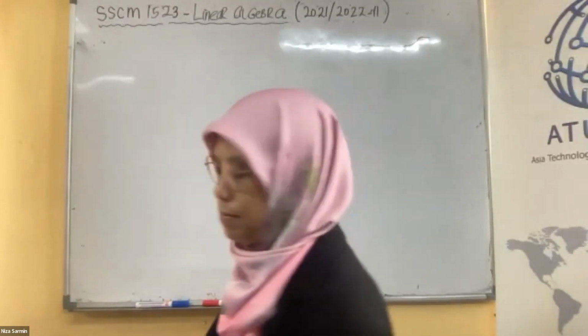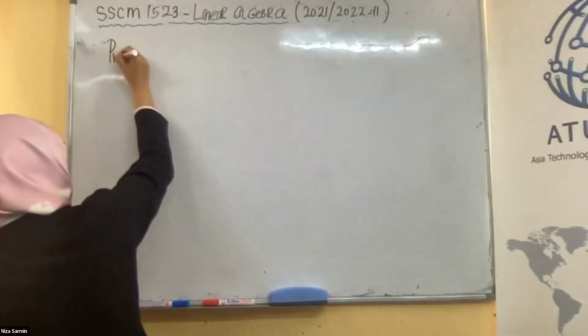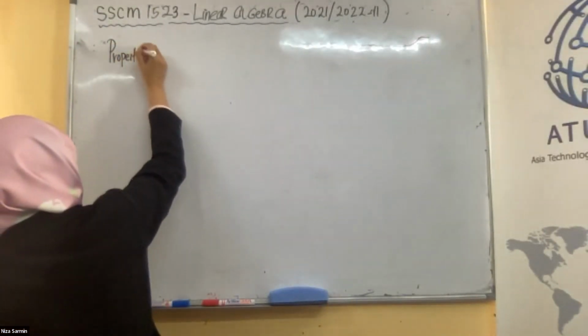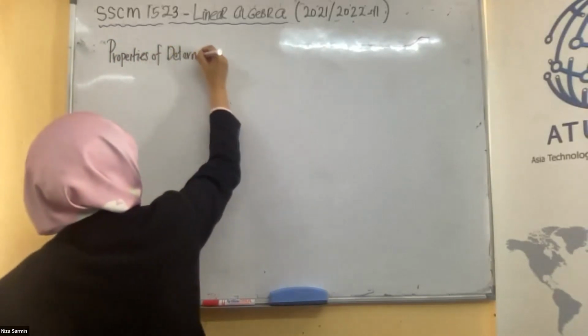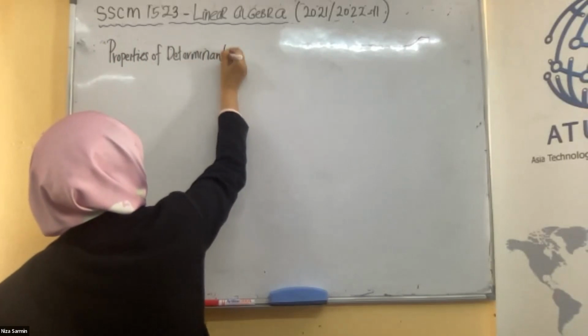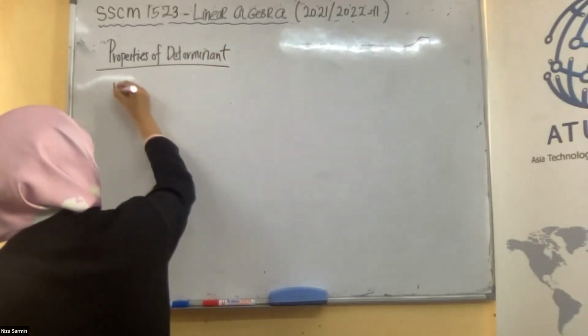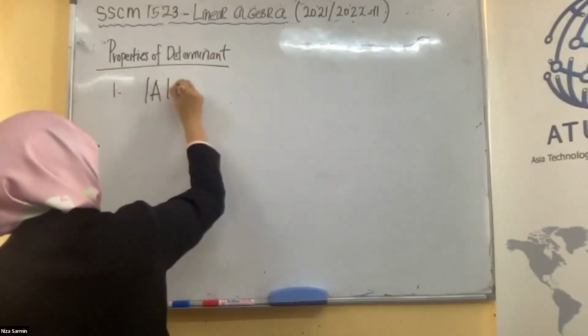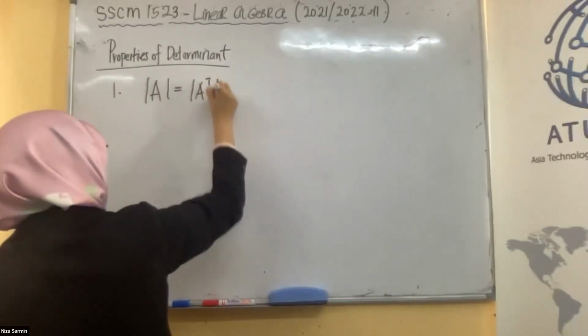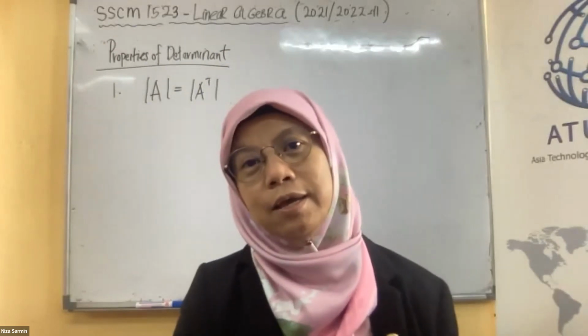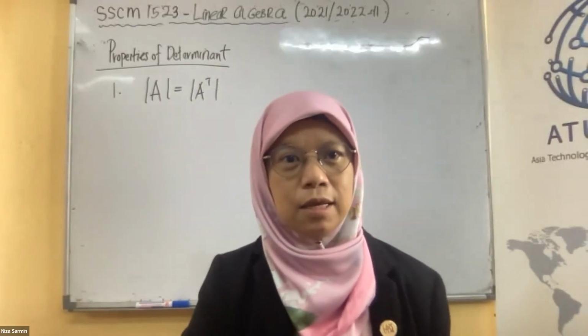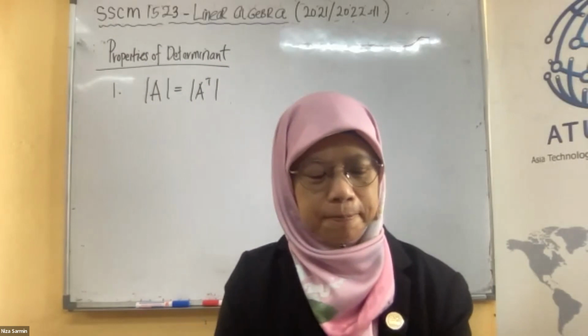Number 1. Properties of determinants. Number 1: the determinant of A and A transpose is the same.